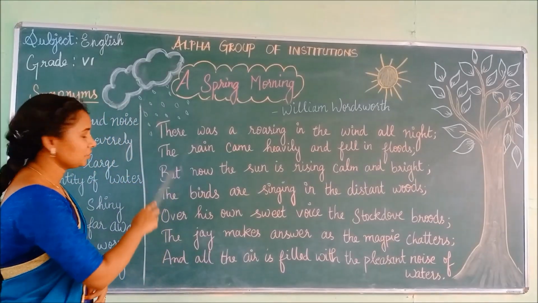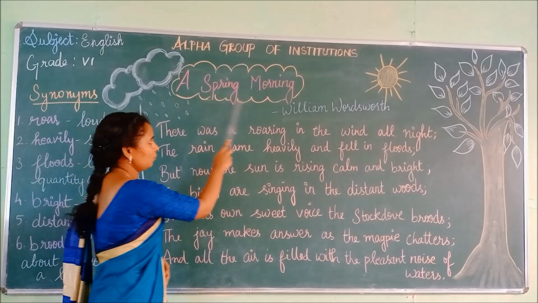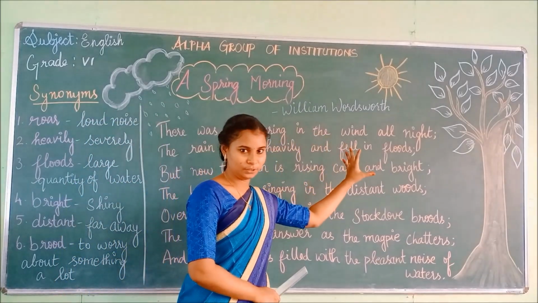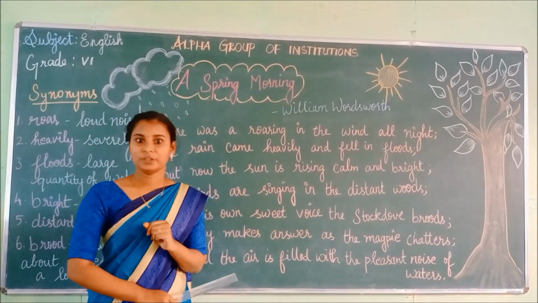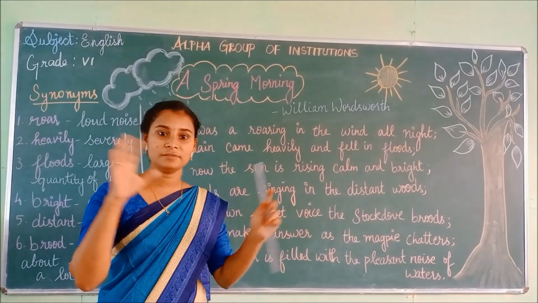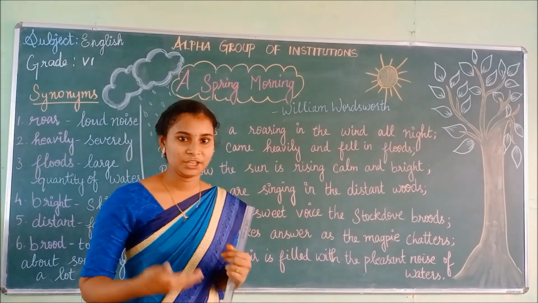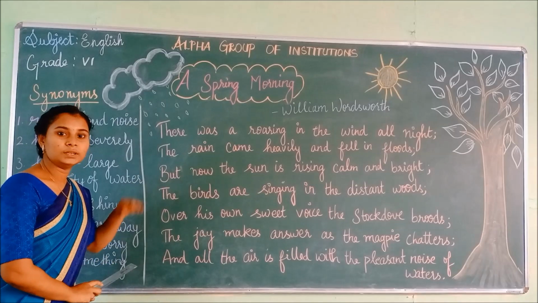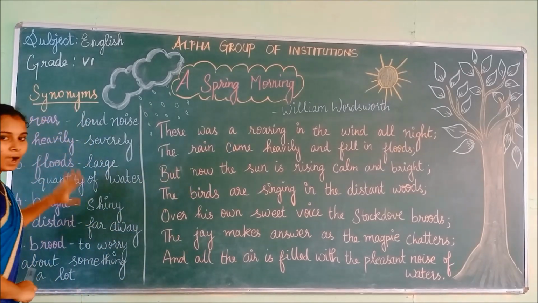Okay children, we shall see the poem, A Spring Morning. So I have told you already, the poet is William Wordsworth, okay? So who is he? He's a nature poet. Yes, he is a lover of nature and most of his poems depict nature and its scenery. Okay? So before entering into the poem, we shall see the hard words.